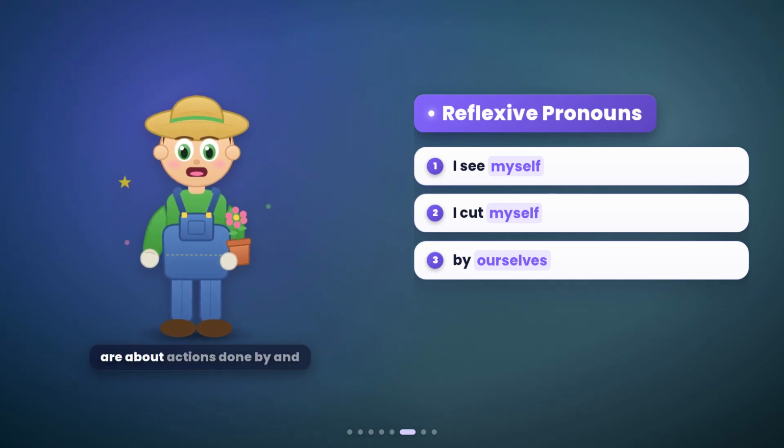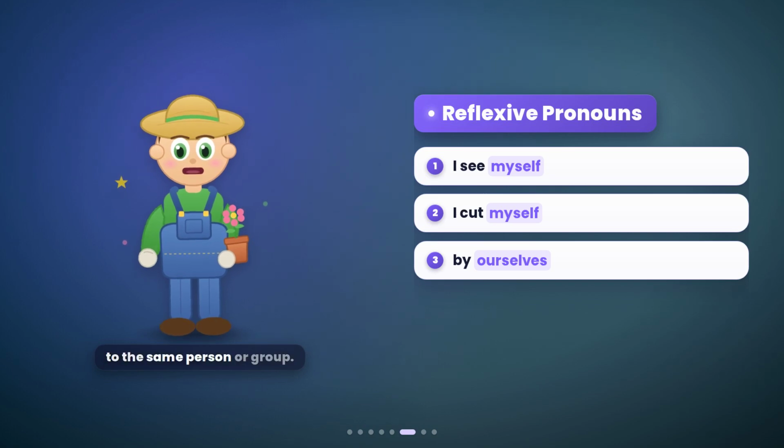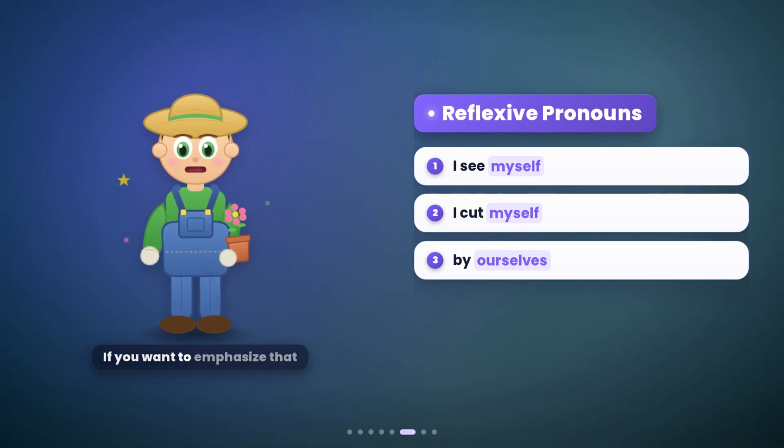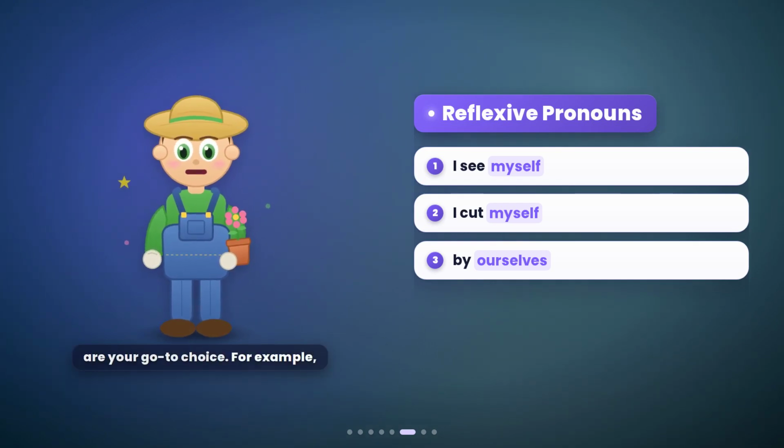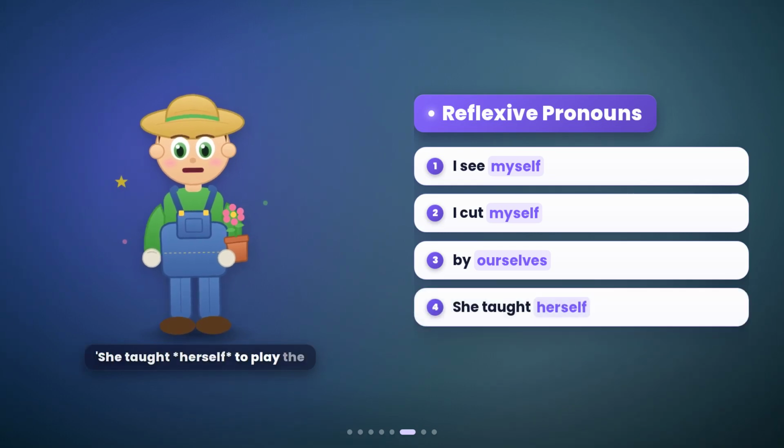Remember, these pronouns are about actions done by and to the same person or group. If you want to emphasize that someone did something independently, reflexive pronouns are your go-to choice. For example, she taught herself to play the piano.